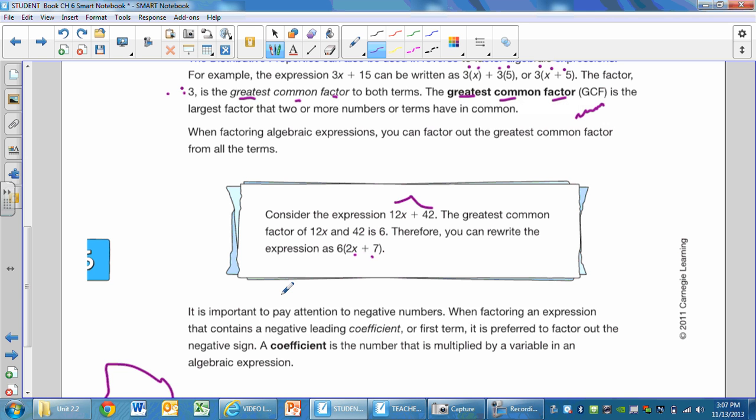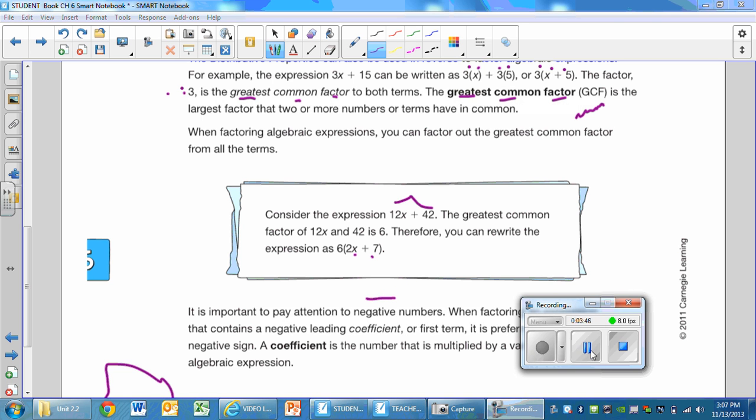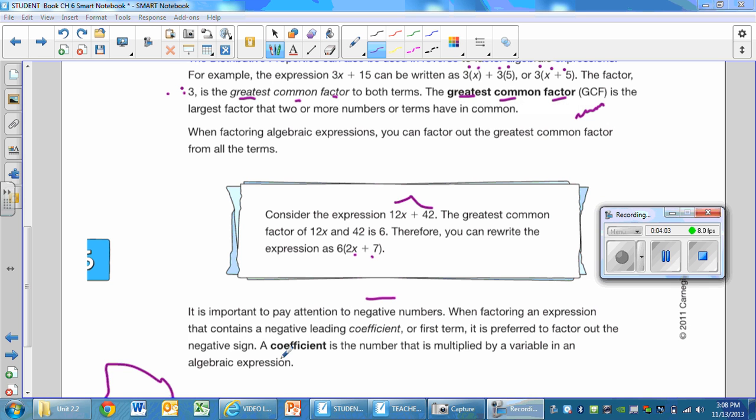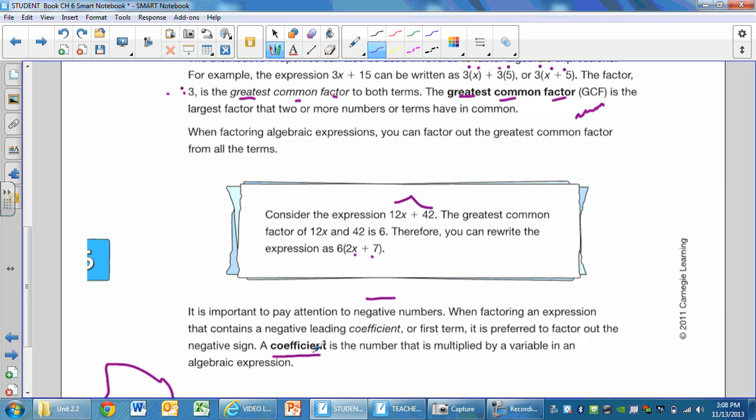It is important to pay attention to negative numbers when factoring an expression. It is important to pay attention to negative numbers. When factoring an expression that contains a negative leading coefficient or first term, it is preferred to factor out the negative sign. A coefficient, lots of new vocabulary tonight, is the number that is multiplied by a variable in an algebraic expression.